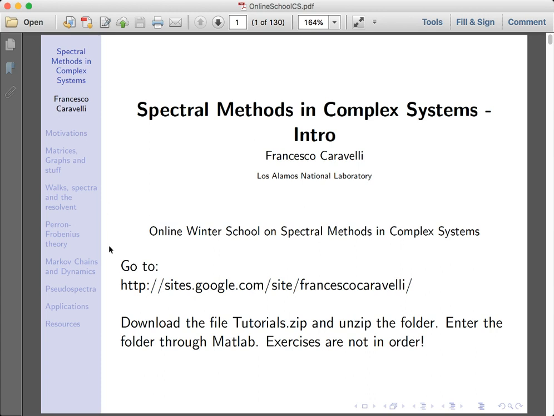Something I should mention is this is based on a set of lectures I gave in Sydney a few years ago. You'll find some reference to some exercises. If you go to my website and download the file tutorial.zip, inside there are exercises written in MATLAB that you need to work on, or if you want to. There is going to be a number associated with each exercise to familiarize yourself with the topic.